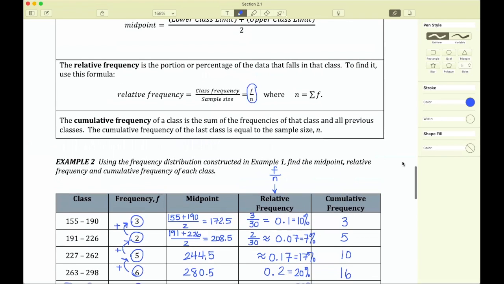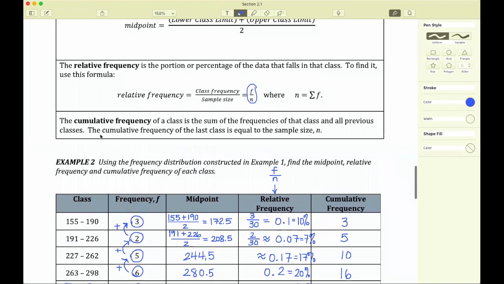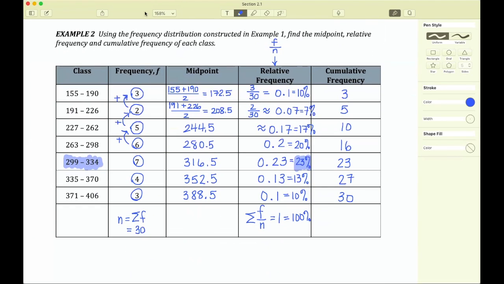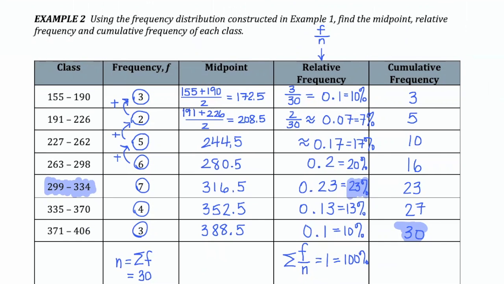And from up above here, the definition said the cumulative frequency of the last class should always equal the sample size. And that is the case here. We had 30 pieces of data, and the last number in my cumulative frequency column is 30. That's an introduction to a basic method for organizing data.